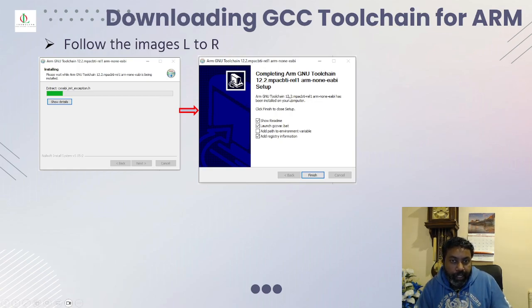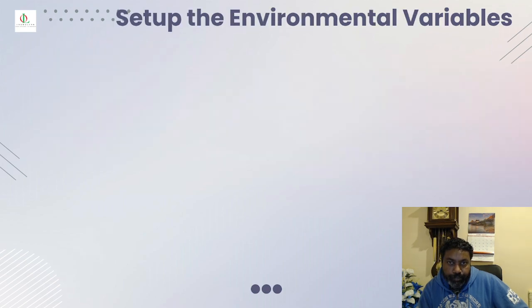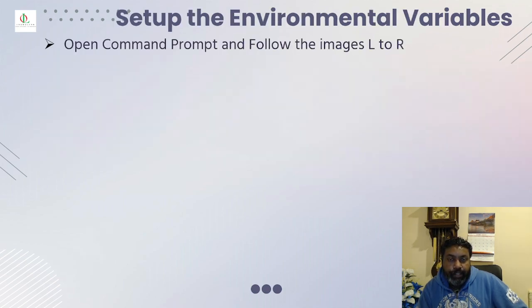You need to download 10 and click add path to environment variable. That's the important thing, don't miss that. And then once it's done, click finish, and this will automatically get you into the command prompt. Follow the next slide steps. These are the steps that I already showed you for how to set up the environment variables.